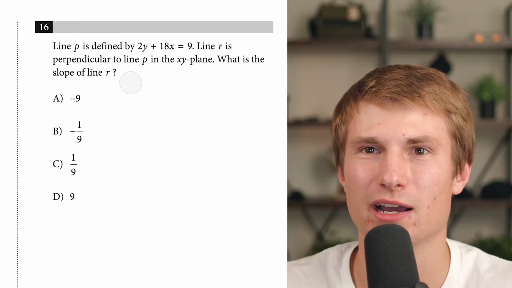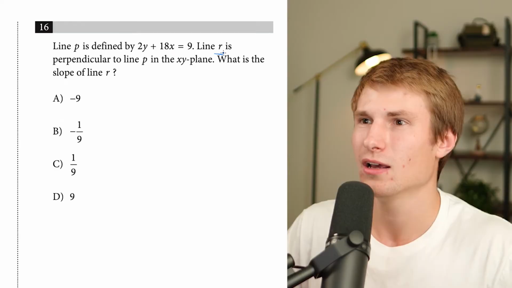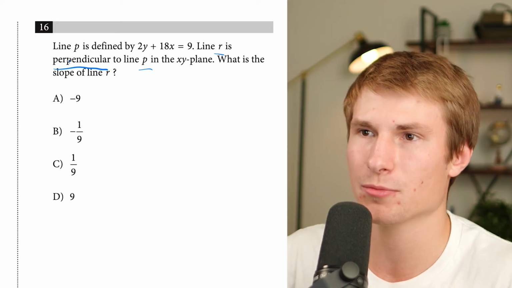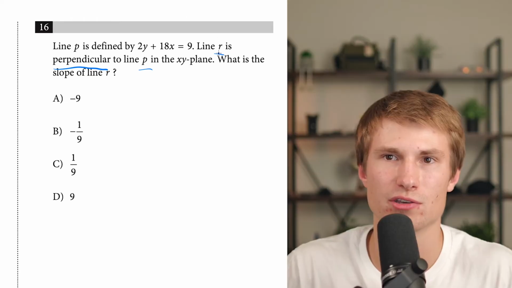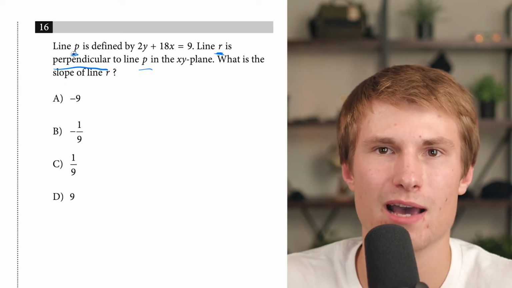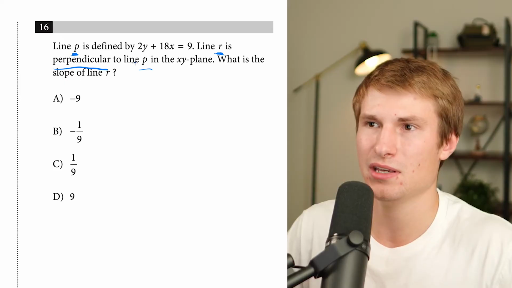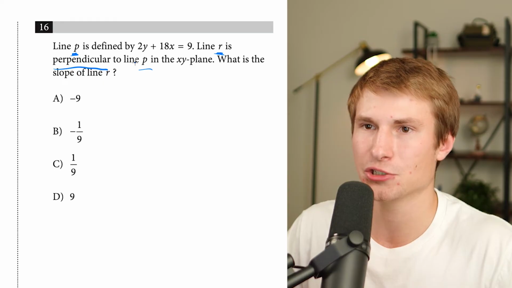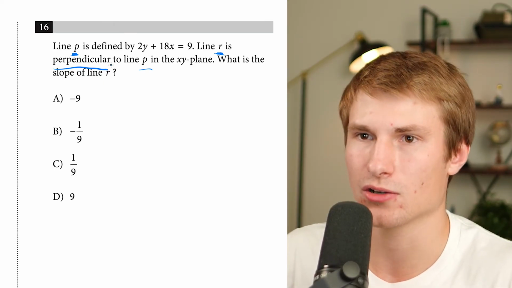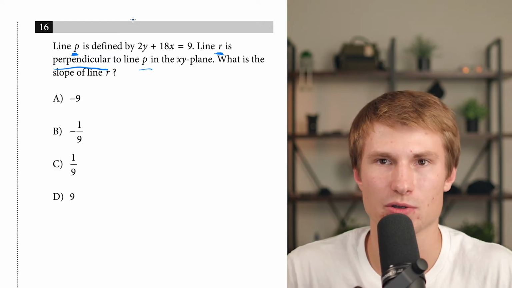Here's question 16. Line P is defined by 2y plus 18x equals 9. Line R is perpendicular to line P. Okay, this is important. If you ever see parallel, perpendicular, always pay attention to that. Also make sure that you look at when you're dealing with two different lines, because this happens pretty often where they'll say line P and line R, pick and choose your variables, whether it's line Q, whatever. And then they'll have it be perpendicular, parallel, some sort of transformation, up, down, left, right. So always pay attention to that.